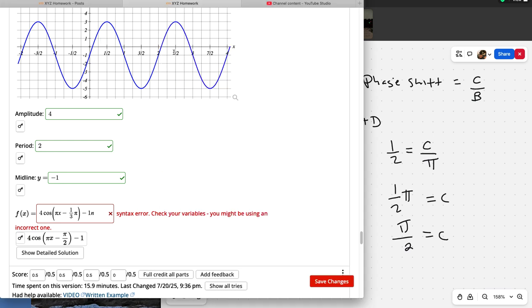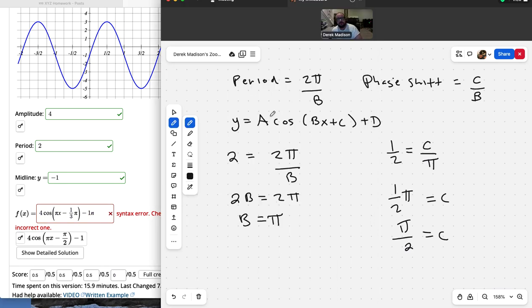This goes from 1/2 to 5/2. So the period is 2, which isn't what this is. The period is 2 pi over b, and so we're putting the 2 in right there and then solving for b. So hopefully that answers that.